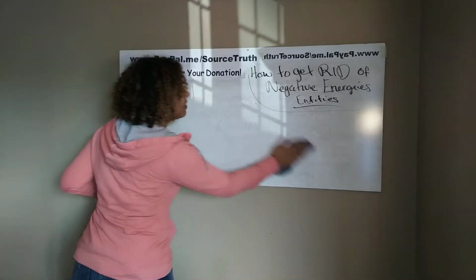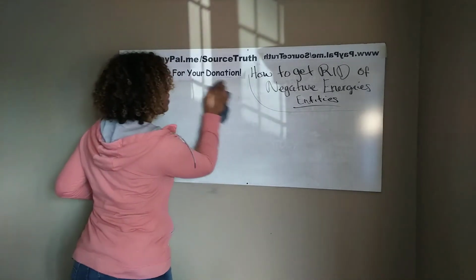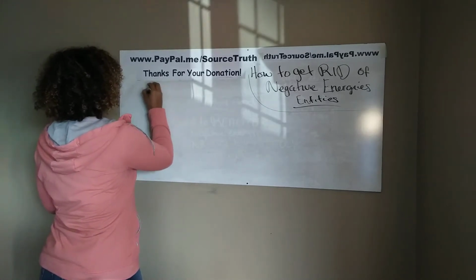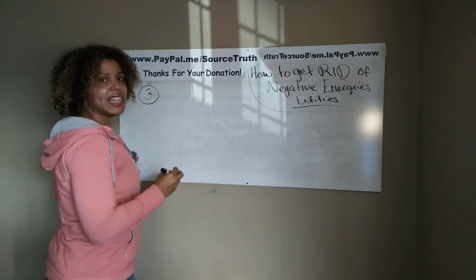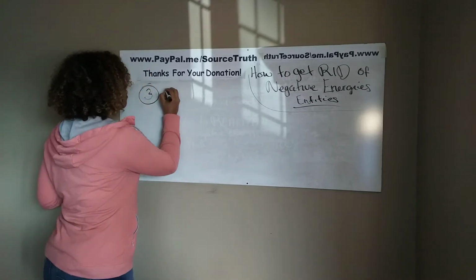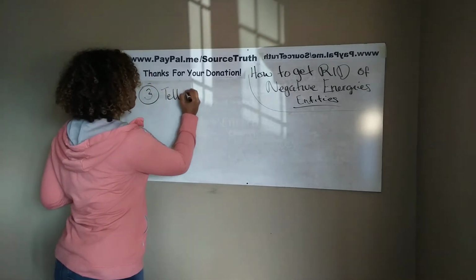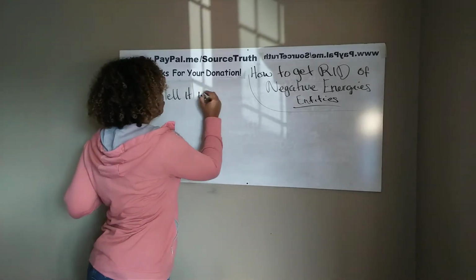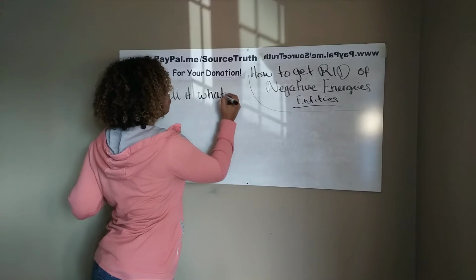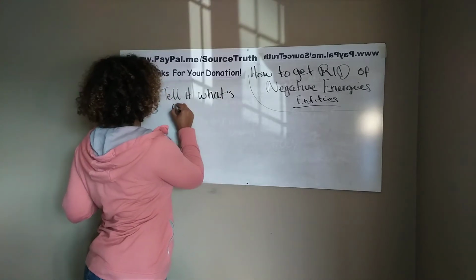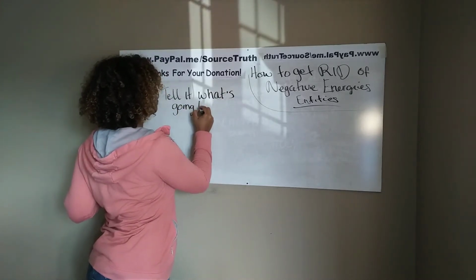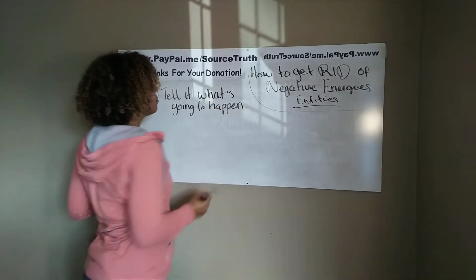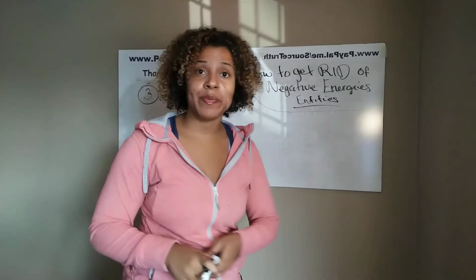So I've identified the energy. You're not giving it any fear. Three, tell it off. Just tell it what's going to happen. All right? Tell it what's going to happen.